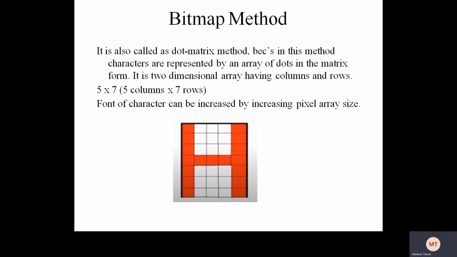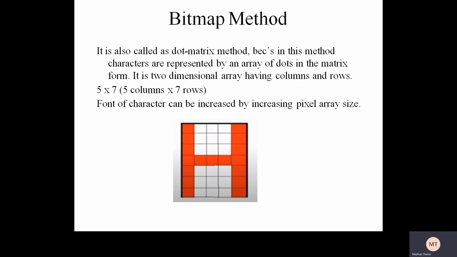The next one is the bitmap method. In this method, the characters are represented by an array of dots. The size of this array may vary. An array of 5 dots wide and 7 dots high is generally used, but 7 by 9 and 9 by 13 are also used. We can select any size of array. It is also called the dot matrix method because in this method the characters are represented by an array of dots in matrix form.